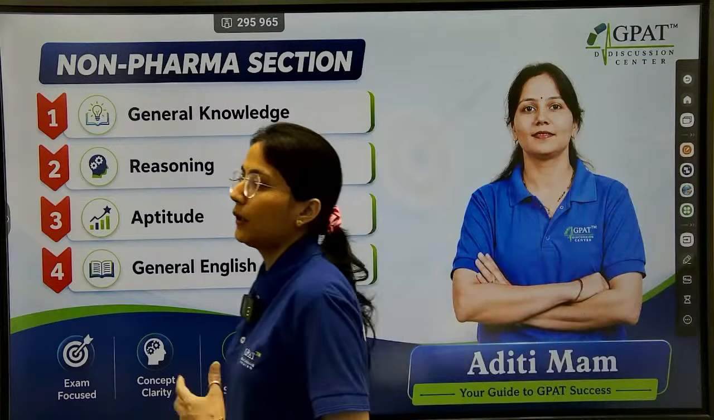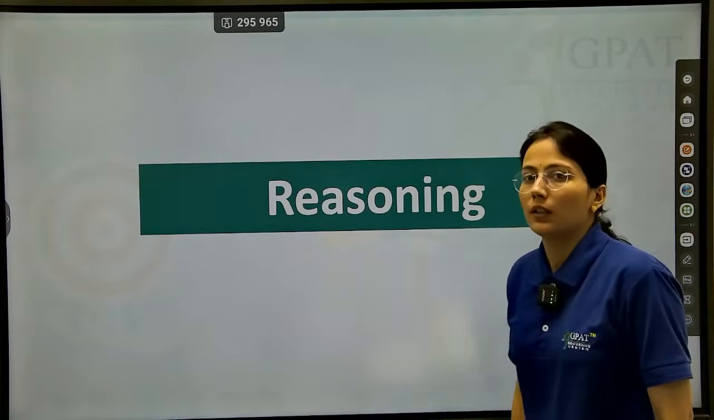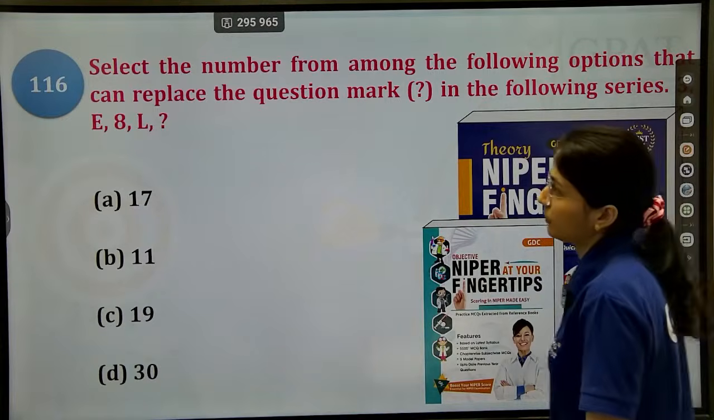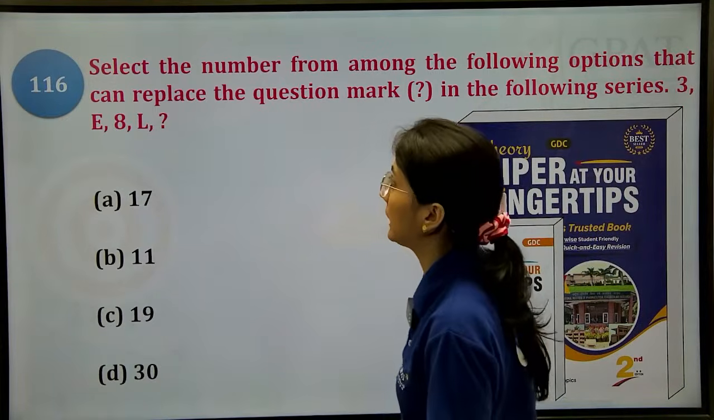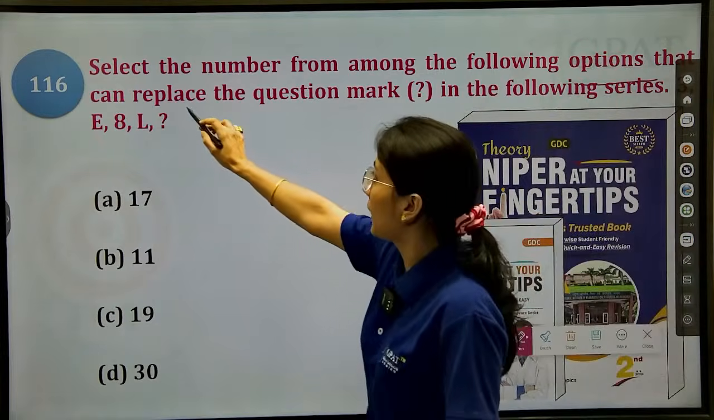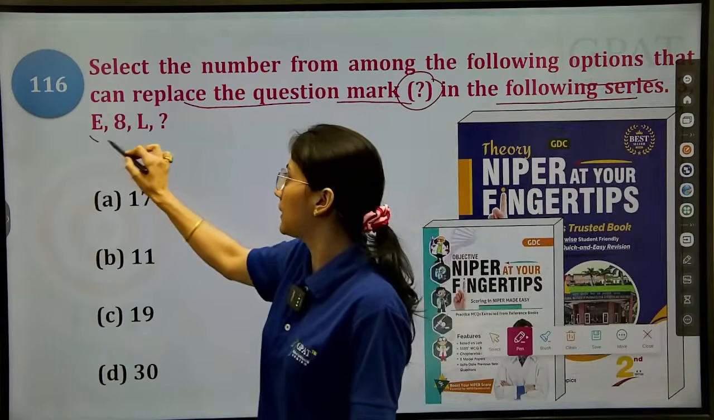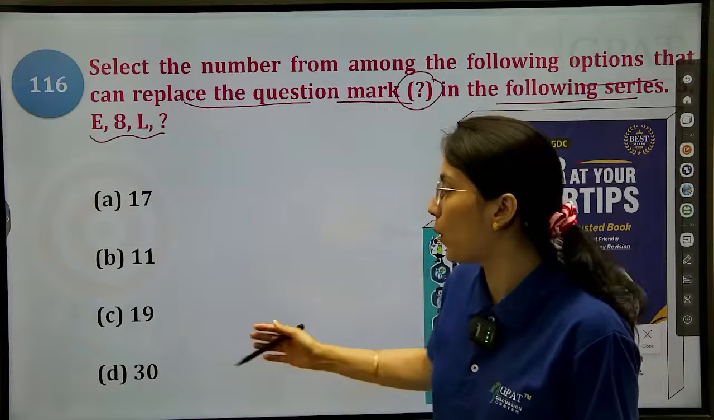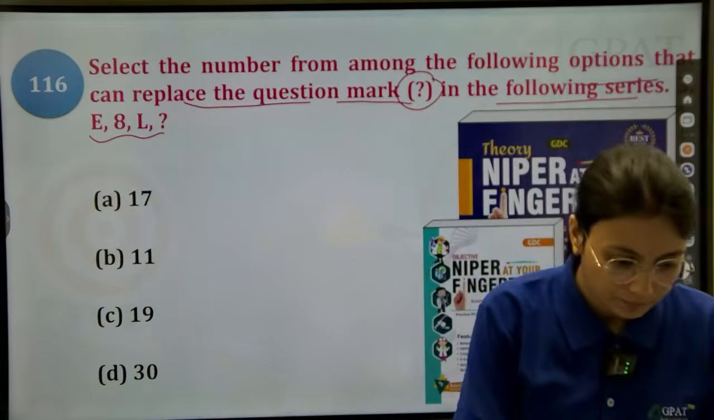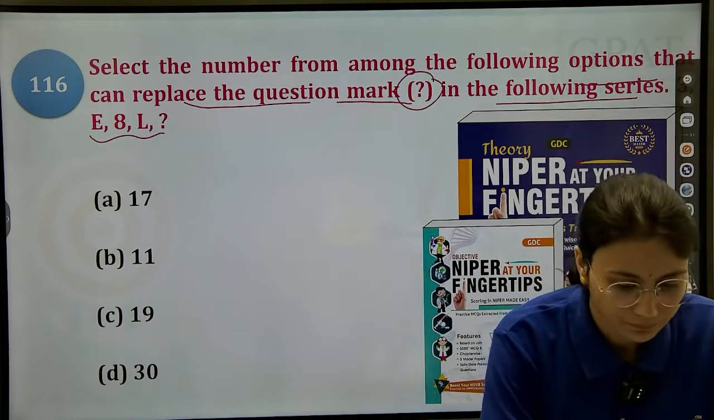Our non-pharma section. Okay, so the first section is reasoning. So let's start from question number 1. Question number 1 is on your screen: select the number from among the following options that can replace the question mark in the following series. You have a series, you have to replace the question mark with the proper answer. The options are 17, 11, 19 and 30. So give the answer quickly.